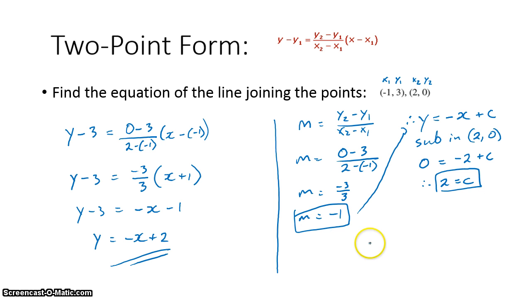Now I know the gradient and the y-intercept. We're back to our first example. Y equals negative x plus 2. You can see you get the same answer.